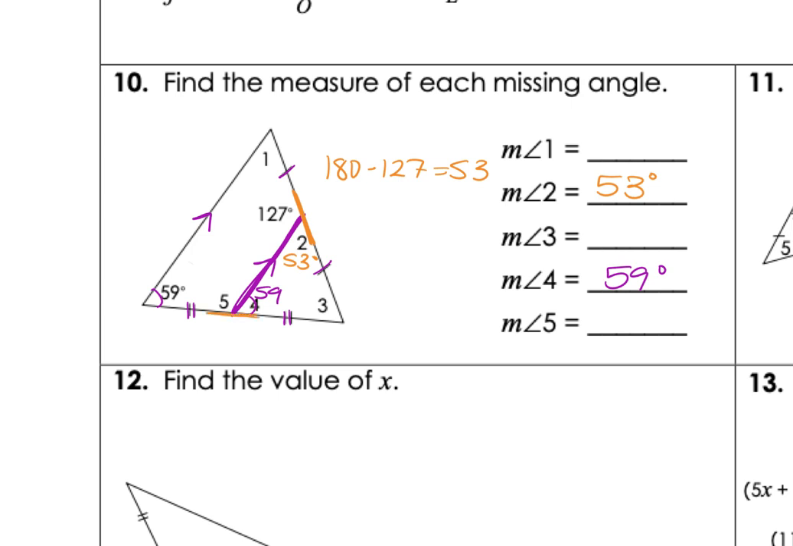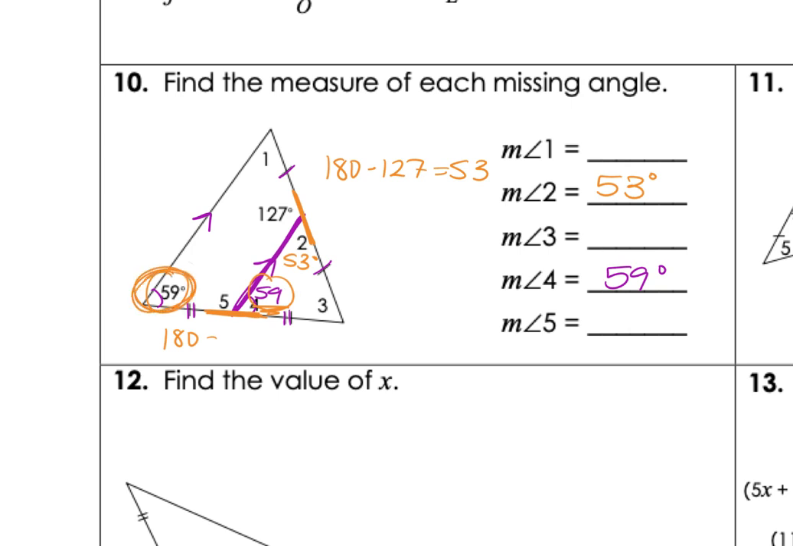Okay, another linear pair right here. So you can go 180. Is that the 59 you were using, Ruby, or were you using the other one? Were you using this 59 or this 59? The other 59, the first one? Okay, so linear pair. Could you use this one?